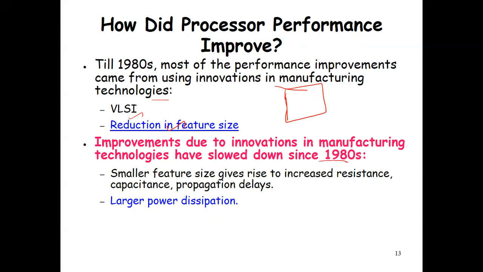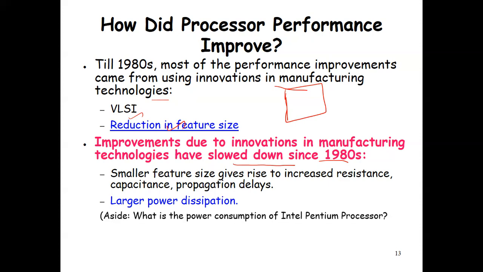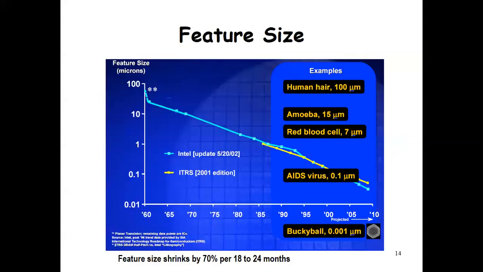But after the 1980s, the improvement in performance is not much due to improvement in manufacturing technology. Rather, it is due to some other factor. Improvements due to innovations in manufacturing technologies have slowed down since the 1980s. So after the 1980s, the improvement in performance cannot be credited greatly to manufacturing technologies. So after the 1980s, how is the performance increasing?